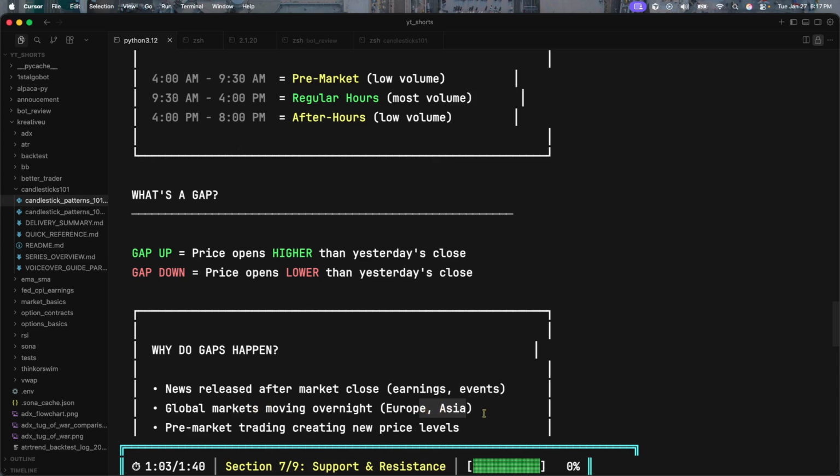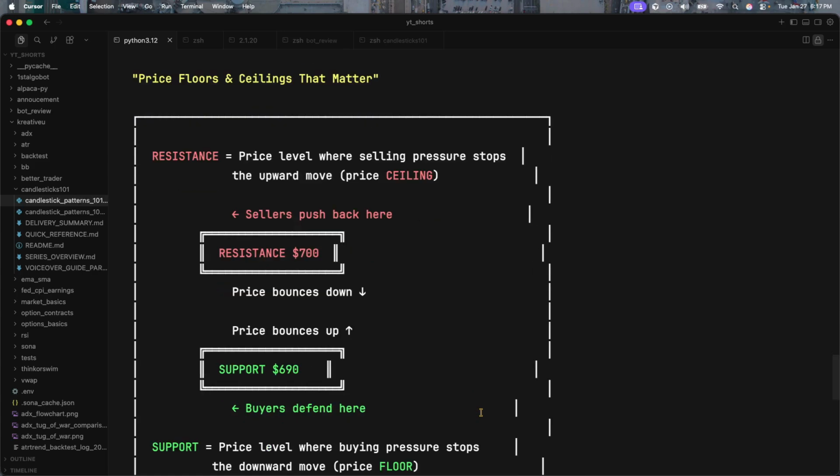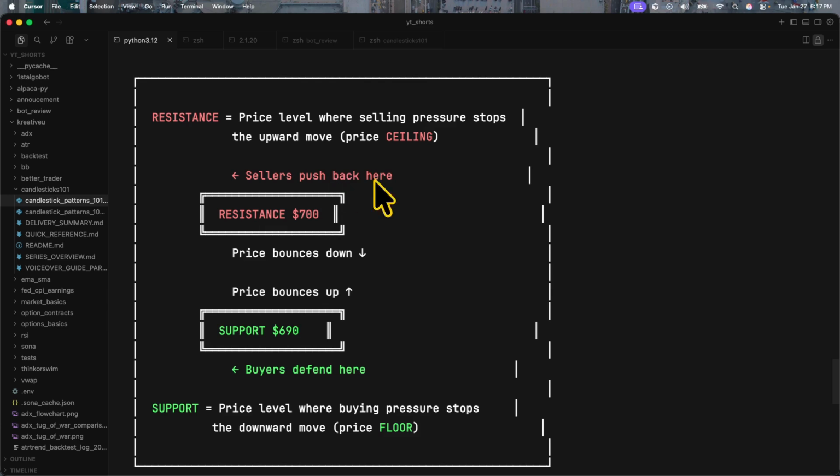All right, so now we're going to jump into the support and resistance levels. This is going to be the price floor and the ceiling that matters. So the resistance is going to be the price level where the buying pressure stops and the price turns back down, right? This is the price ceiling. So the sellers are pushing back here. So if resistance is at 700, the price is bouncing back down. And then the support level is going to be the lowest low that the price is at.